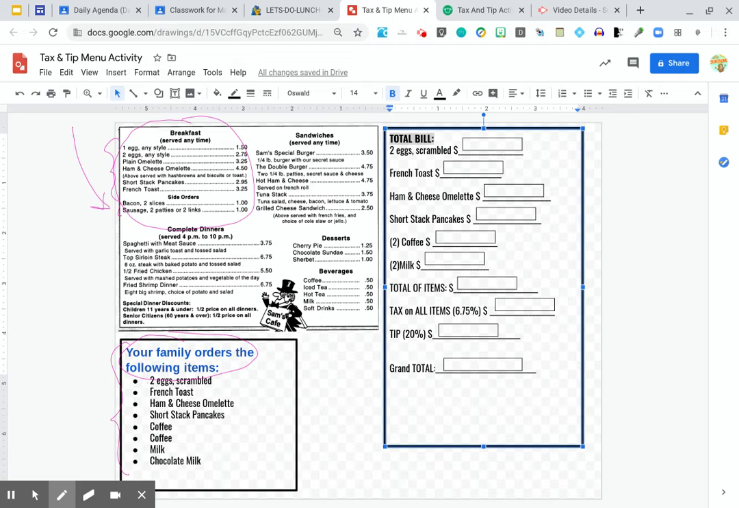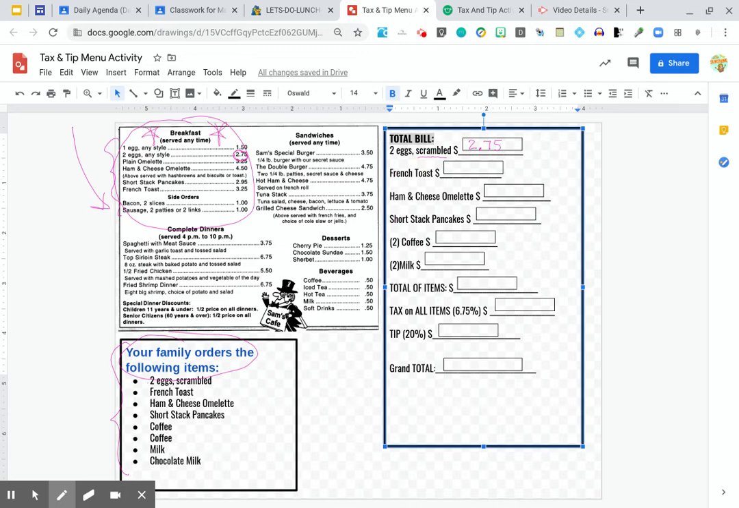So for example, 2 eggs, and I just chose scrambled. I look over here on the menu, and that costs $2.75. So I'm going to go ahead and type in the text box, $2.75. So the first part of the activity is you're basically looking at the item that was ordered and filling in the price according to the menu over here.